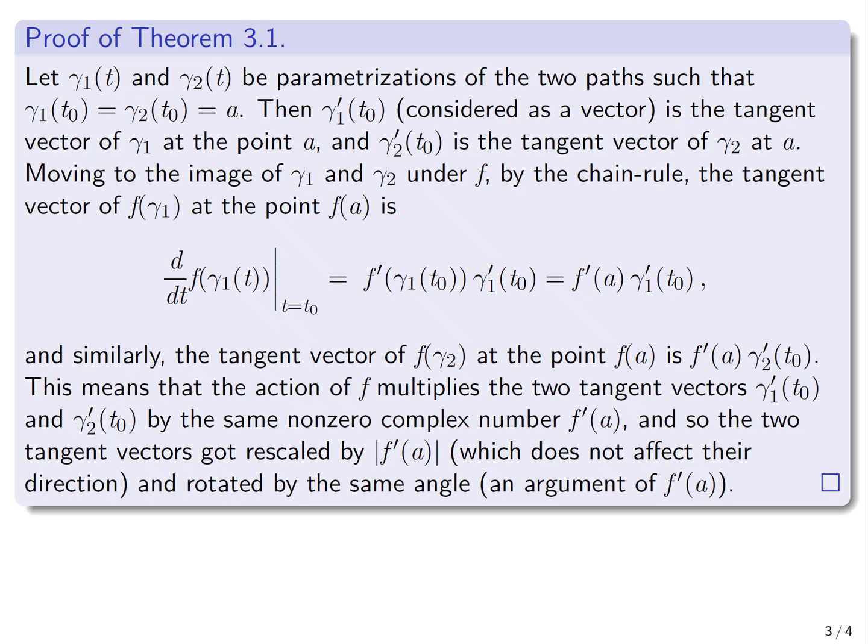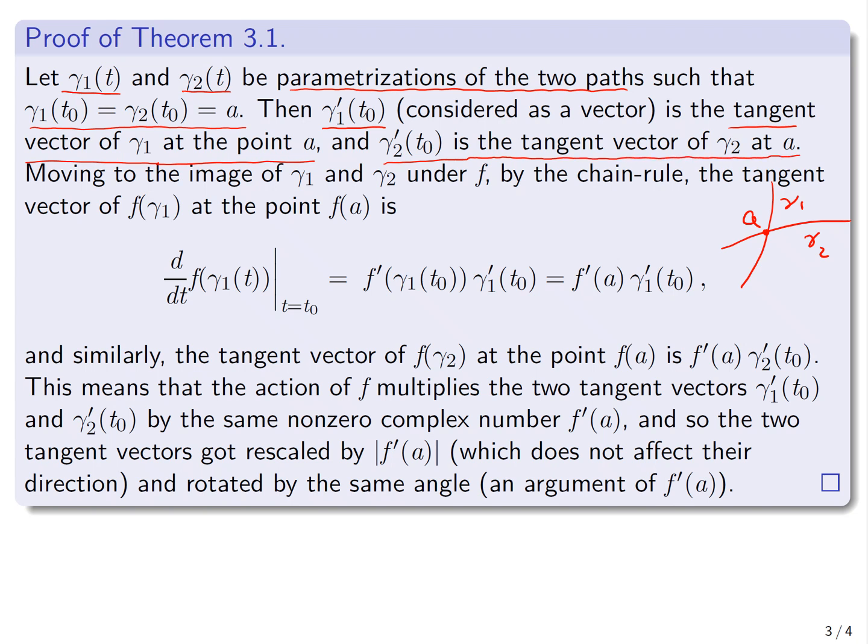So let's look at the proof of this theorem. It's a very interesting proof. We can assume two paths, gamma 1 and gamma 2, with parameterizations such that at t naught you get the value a. So you have two curves, gamma 1 and gamma 2, and you can find such a value t naught where the two curves meet. Then gamma 1 prime at t naught is a vector, because it has a direction and a length; it is the tangent vector of gamma 1 at the point A, and gamma 2 prime at t naught is the tangent vector of gamma 2 at point A.